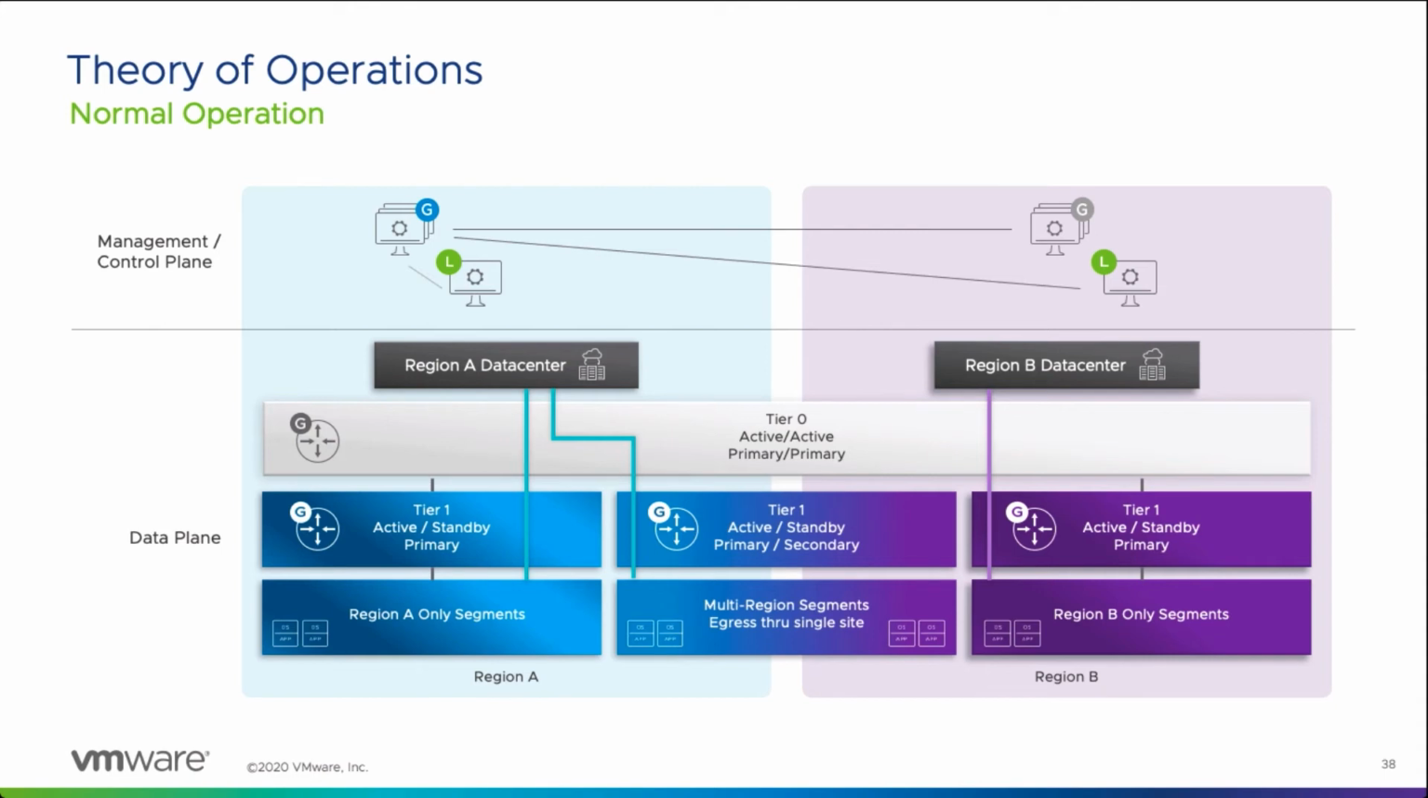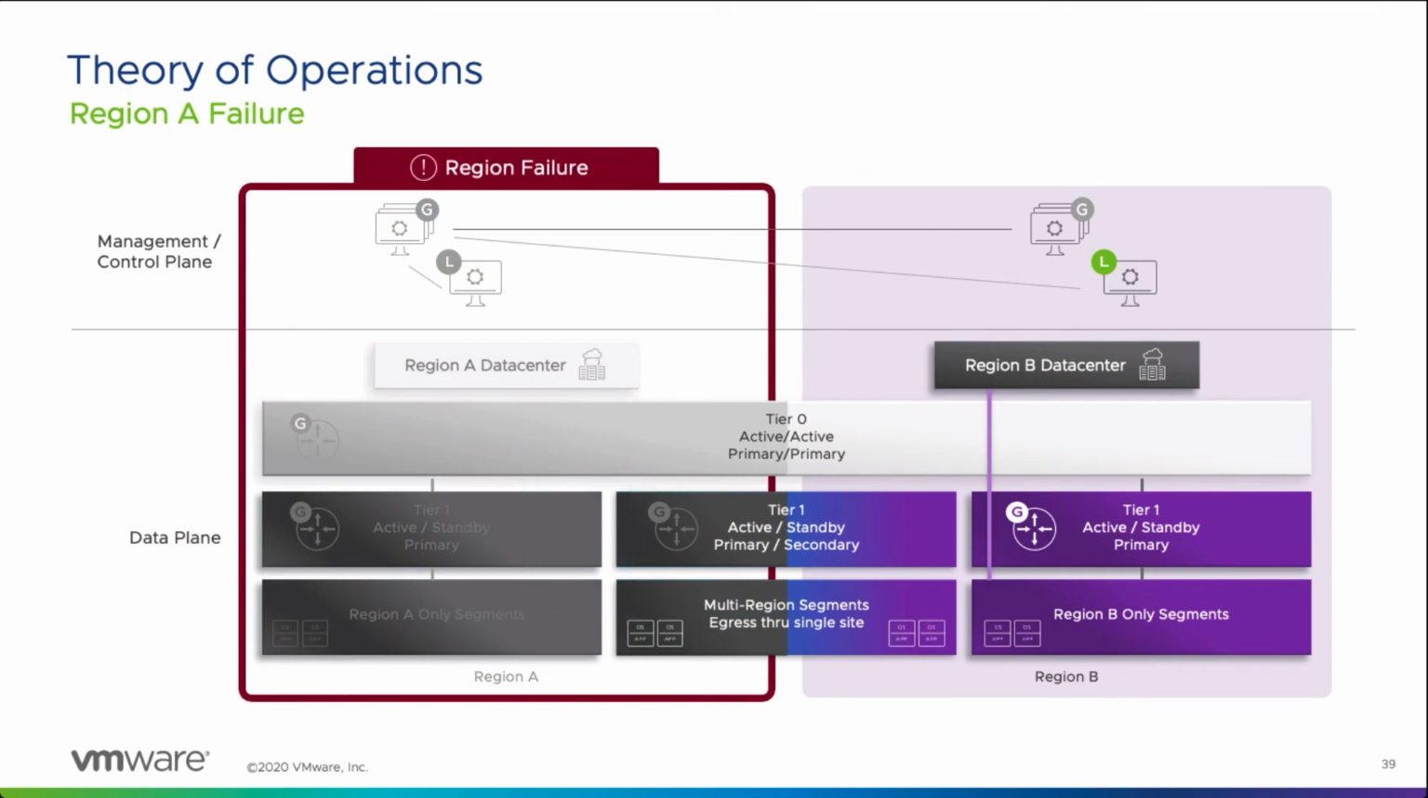Multi-region segments are connected to the multi-region global Tier 1 router, which again spans both regions. This Tier 1 router is configured with a primary location in region A and a secondary location in region B. In normal operation, all north-south routing from segments attached to this multi-region Tier 1 are performed through the Tier 0 in region A, as depicted in this graphic.